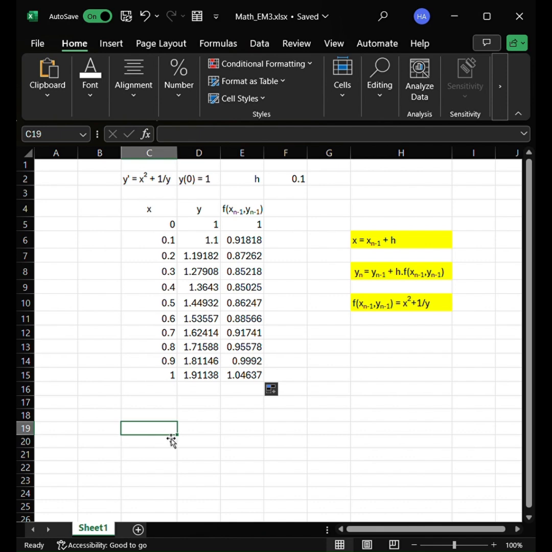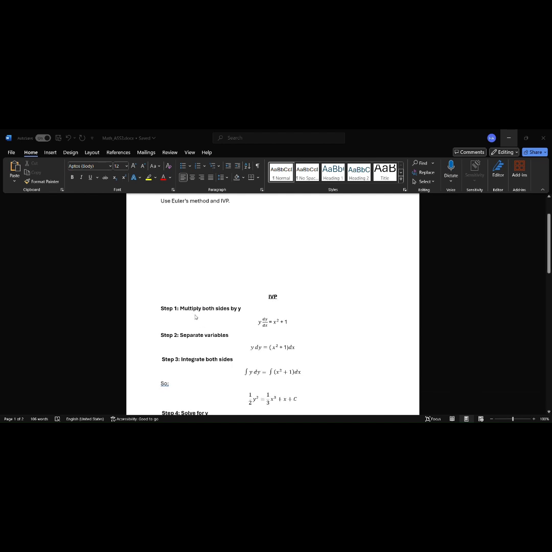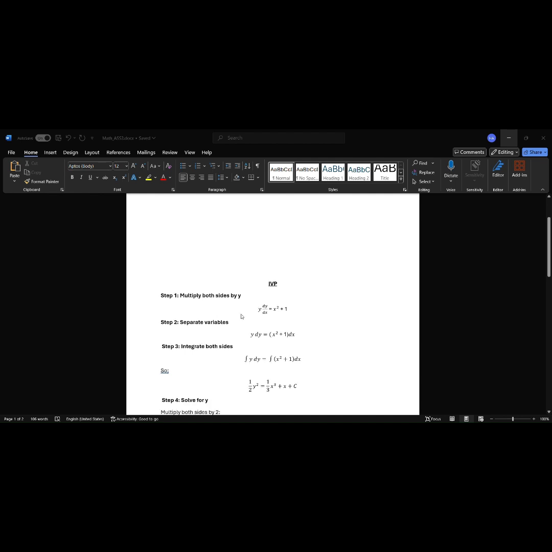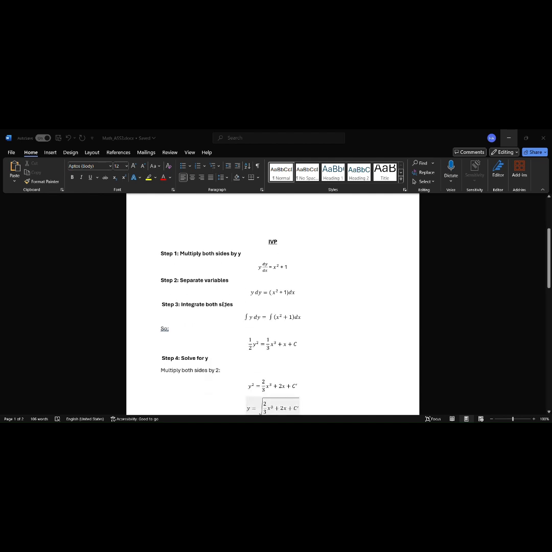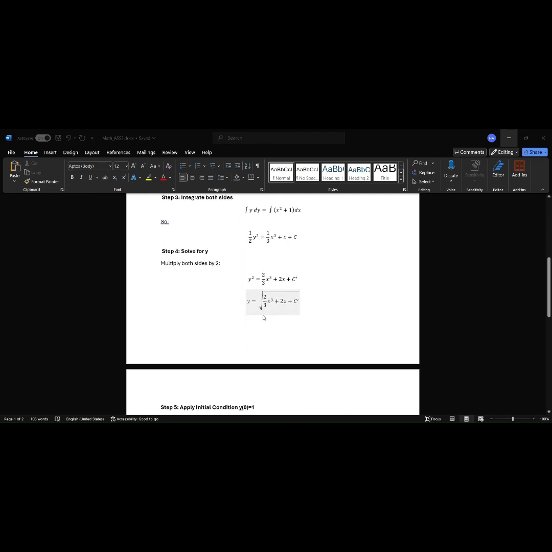Now let's compare this result with the exact solution. So I use the general solution method to solve the equation. These are the steps. The first step is to multiply both sides by y and separate the variables, y to the left side and x to the right side, and then integrate both sides. I will get half y squared equals one third x cubed plus x plus c. Then solve for y by multiplying both sides by 2. I will get y equals the square root of 2/3 x cubed plus 2x plus c prime.